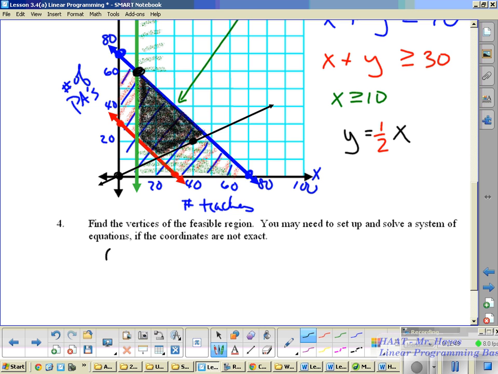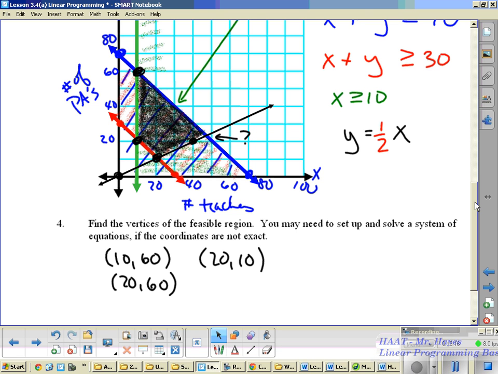One of them is going to be at 10, 60. Another one of them is going to be here at 20, 60. So we have 10 teachers and 60 program assistants, 20 teachers and 60 program assistants. We have another one here at 20 teachers and 10 program assistants. And we have one over here that's not at nice, neat coordinates.